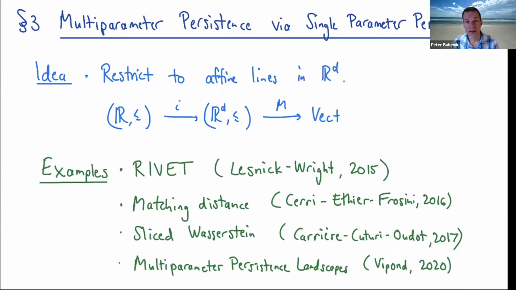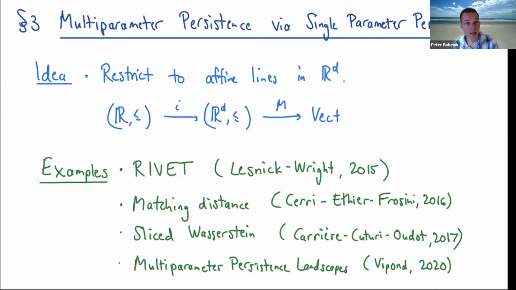Oh, and then we look at all of them and we assemble that information into a summary of what's going on. So this of course is not going to give us complete invariance, but it does seem to give us computational summaries that are useful in practice. Perhaps the main work in this direction is Rivet, developed by Mike Lesnick and Matthew Wright. It's both a computational and visualization tool for multi-parameter persistence.